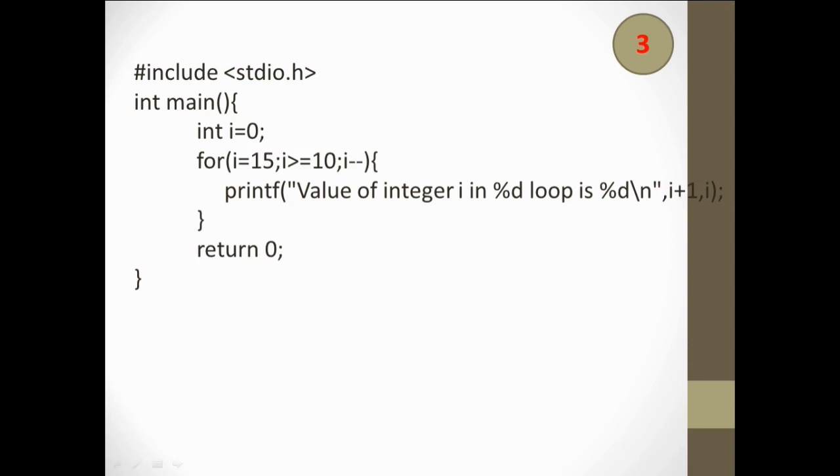Third question, you can see from the first statement what we are doing. From the first statement we get the value of I as 0. Okay, so the value of I is 0 from the first statement. After that inside the for loop we again initialized the variable with value 15. So from this statement the value of I will become 15 now.